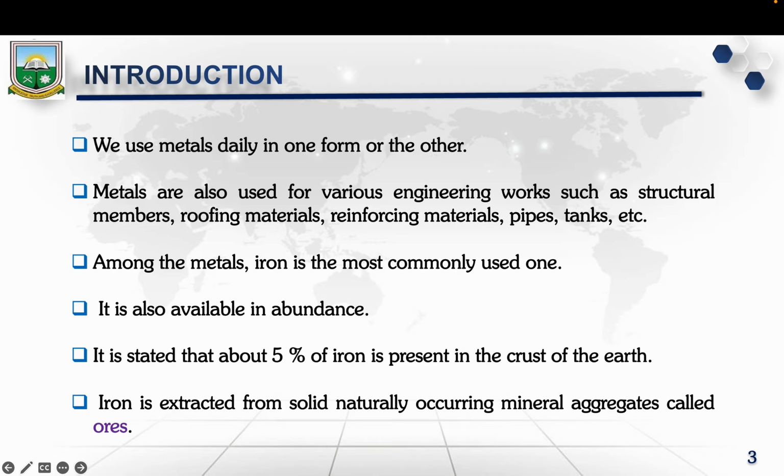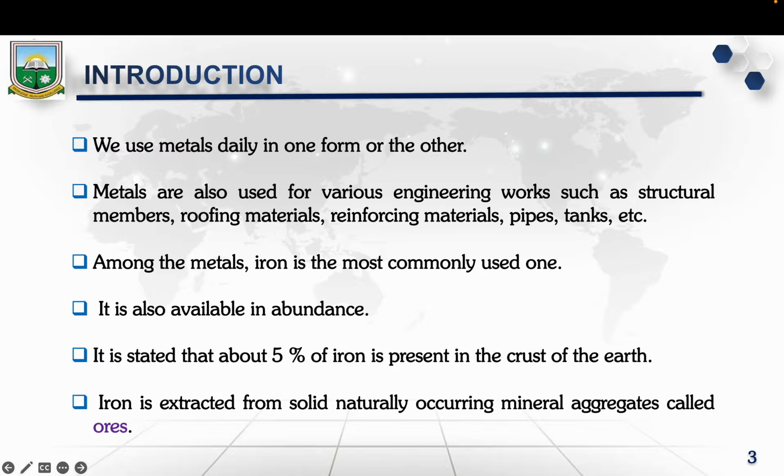Metal is very important, and it is used in various forms of engineering, such as structural members, for instance the frames for the roof in roofing materials, and reinforcing materials, such as the steel iron rods in concrete. We also have pipes and tanks. These are the engineering ways that we use metal. Among all metals, iron is the most common one, and it is also very abundant. It is stated that about 5% of the Earth's crust is iron.